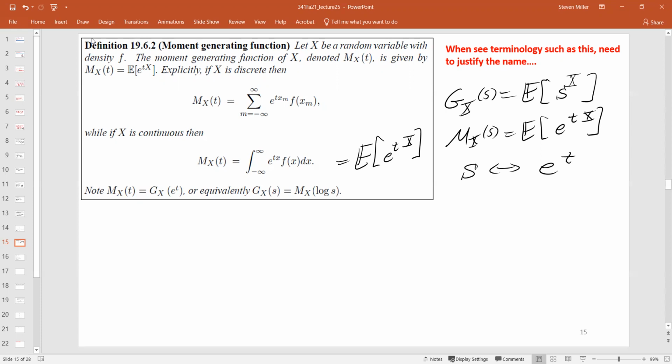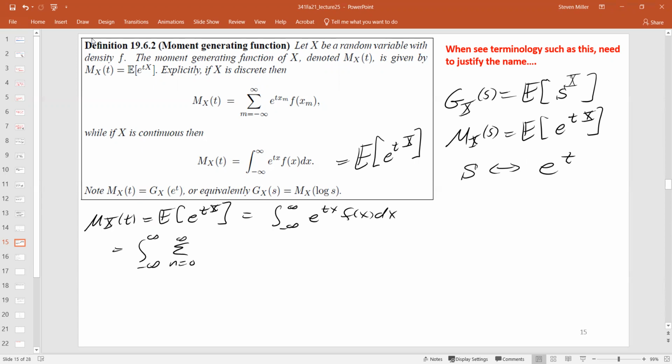So the moment generating function of x at t is the expected value of e to the tx. It's going to be the integral from minus infinity to infinity of e to the tx f of x dx. And then since we're short on time, I'm going to just write e to the tx as a sum, n goes from 0 to infinity, of t to the n x to the n over n factorial, f of x dx. I'm just expanding the exponential. I'm not going to worry about justifying whether things converge because we don't have much time. So clearly I can just interchange the sum and the integral.